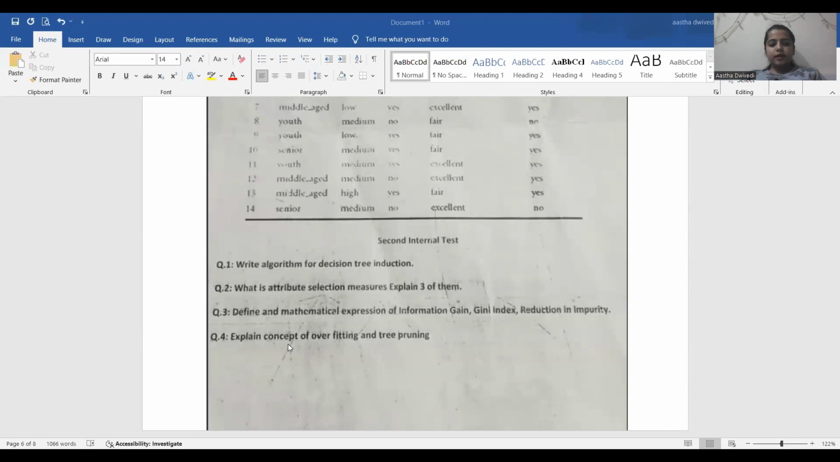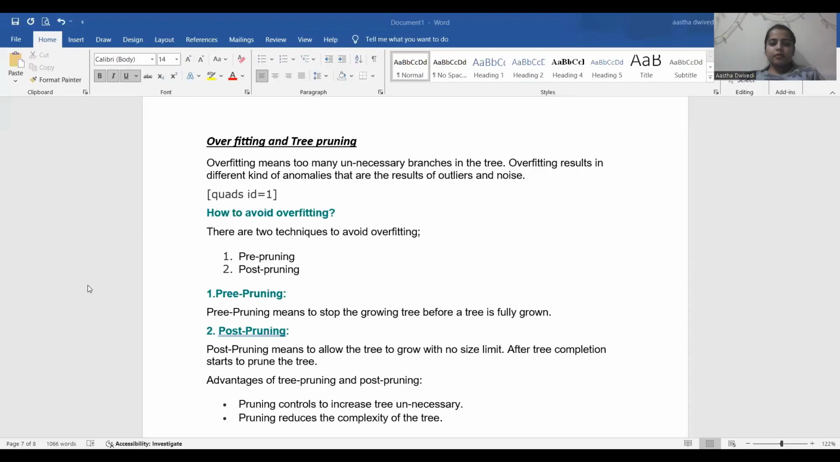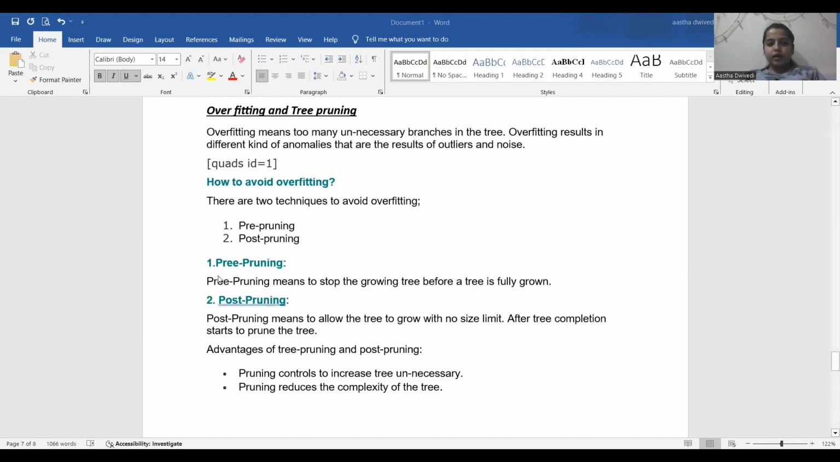The next question is: explain the concept of overfitting and tree pruning. So overfitting means too many unnecessary branches in the tree. Overfitting results in different kinds of anomalies that are the result of outliers and noise. How to avoid overfitting? There are two techniques to avoid overfitting: pre-pruning and post-pruning.